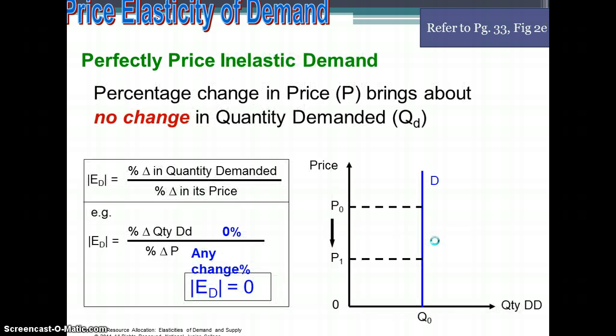So let us look at the last case, the perfectly price inelastic demand curve. It is a vertical line, whereby a percentage change in price will bring no change to the quantity demanded. As shown in the diagram here, when price decreases from P0 to P1, the quantity demanded of a product will still remain at Q0. So there will be zero change to the quantity demanded. Therefore, the absolute value of PED is 0. So this is the last case.